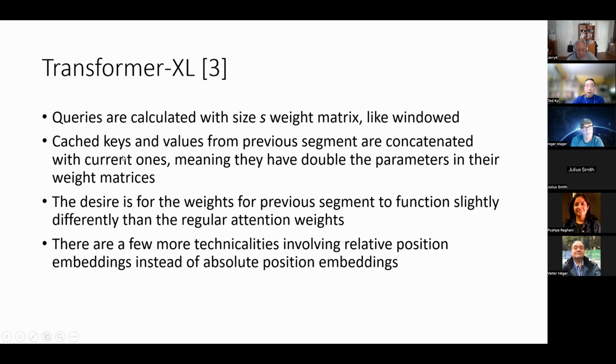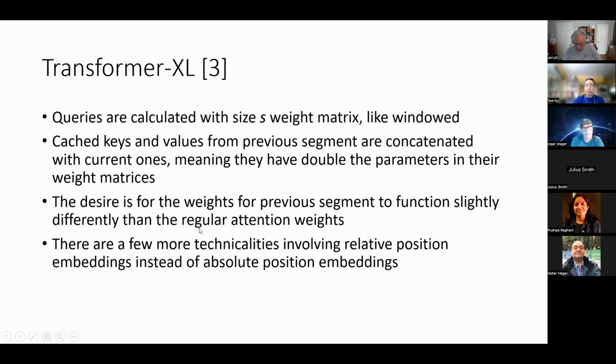And so ultimately what it means is that these query-key weight matrices have double the parameters. The query has double the parameters because it has the normal blue parameters and these extra green parameters.